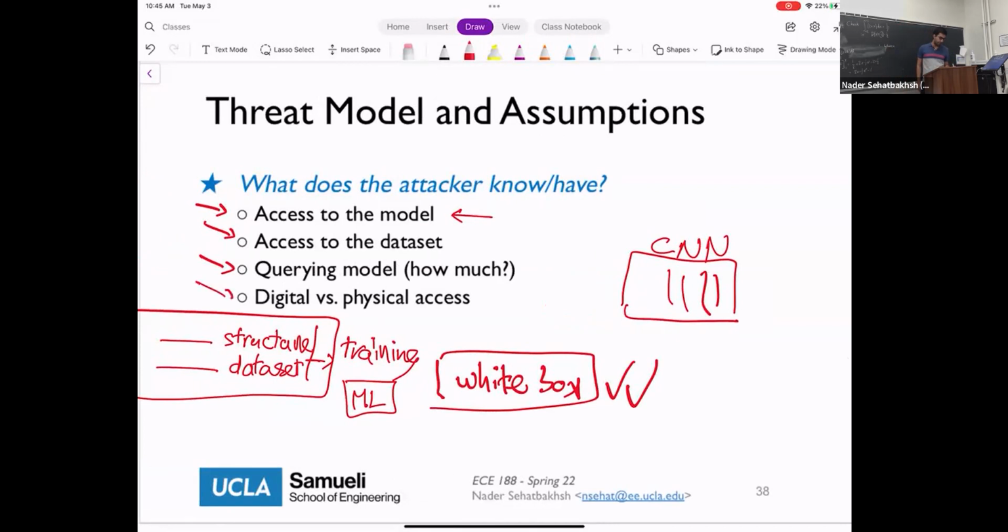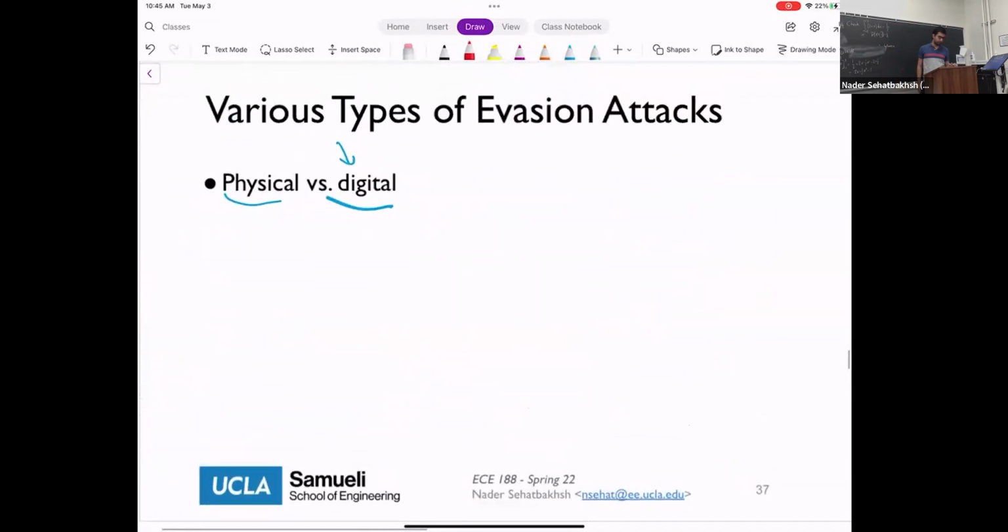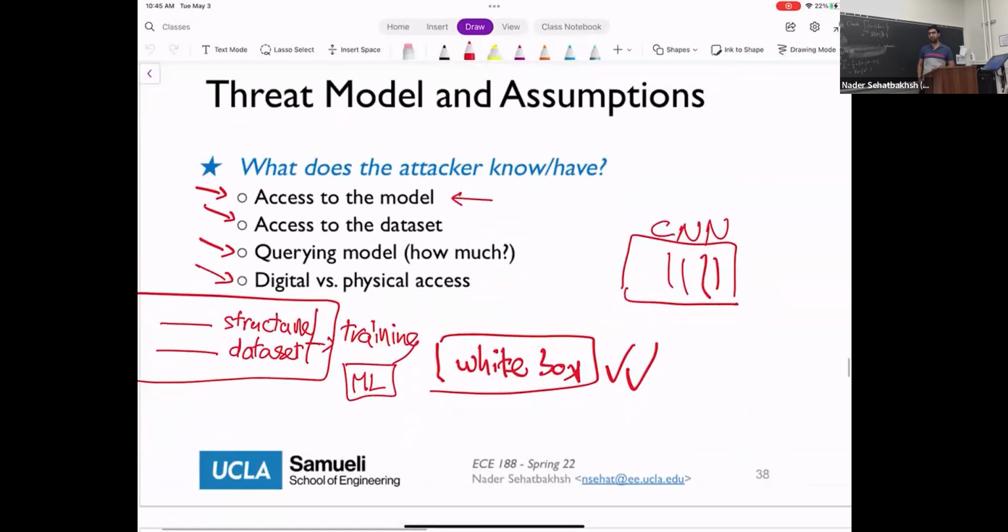And the last thing, going back to the various types of attacks, is whether we have physical access to the system, whether we have digital access to the system, whether we have both of these, or none of these. What can we change in the system? Of course, if you have digital access, that is more powerful, but sometimes we only have physical access. So we need to come up with physical changes in the environment in order to attack the system. Okay, any question here?